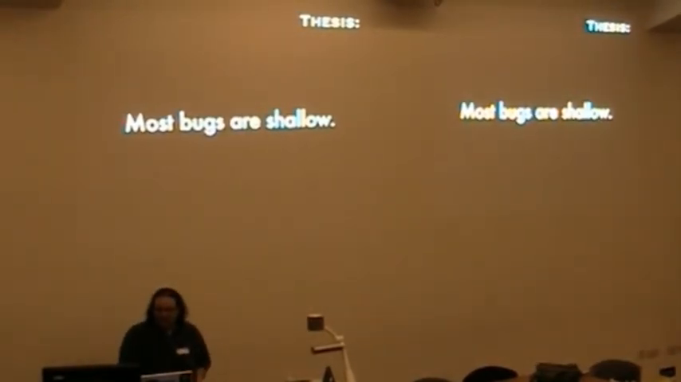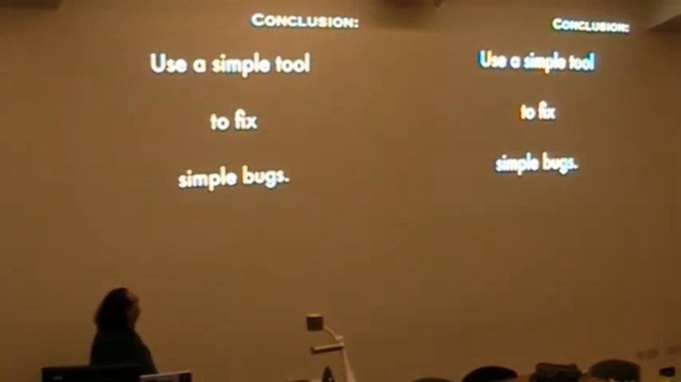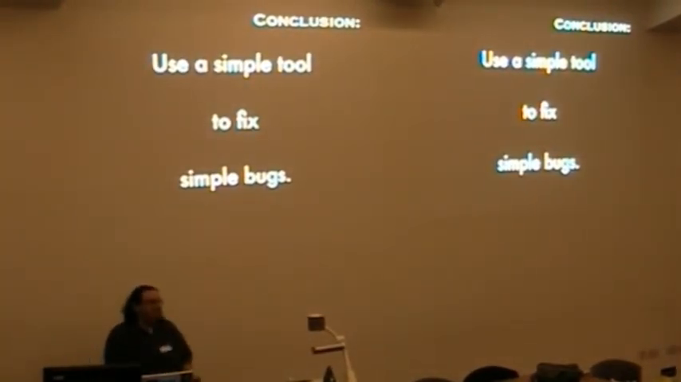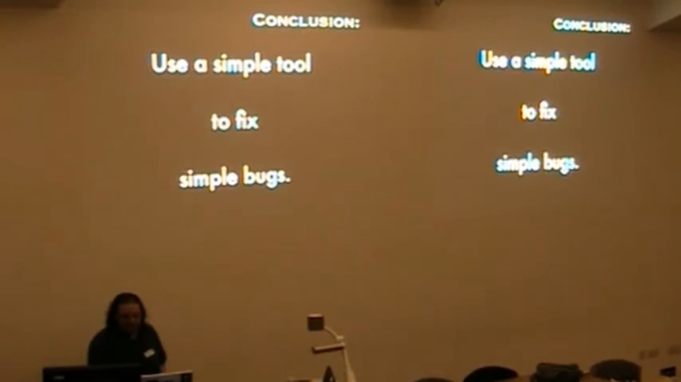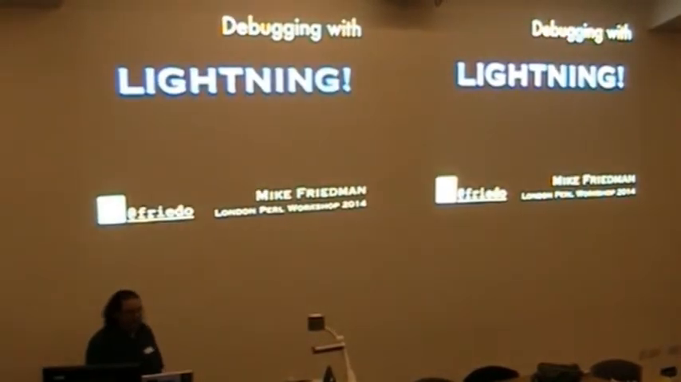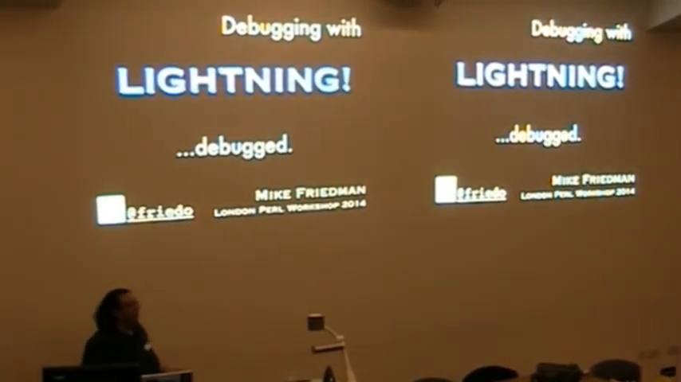So let's return to our thesis. Most bugs are shallow. Conclusion: use a simple tool to fix simple bugs. You'll get 95% of them that way, and then you can save your time for the 5% of bugs that really require the debugger. So that is debugging with lightning, debugged. Thank you.